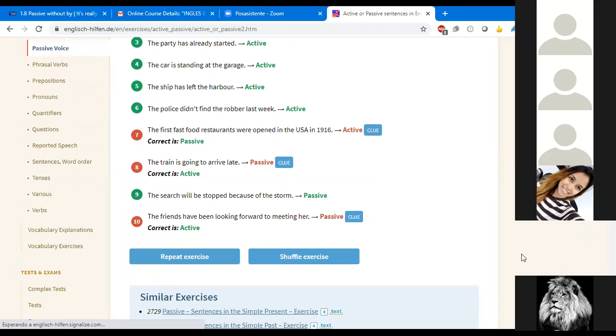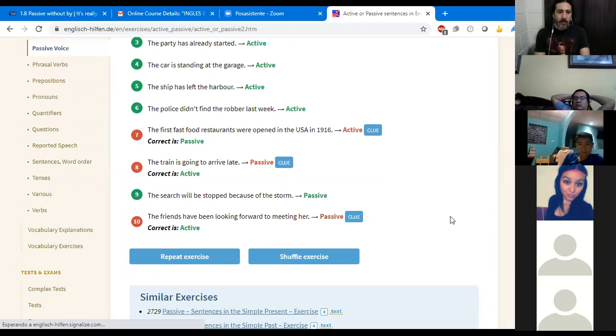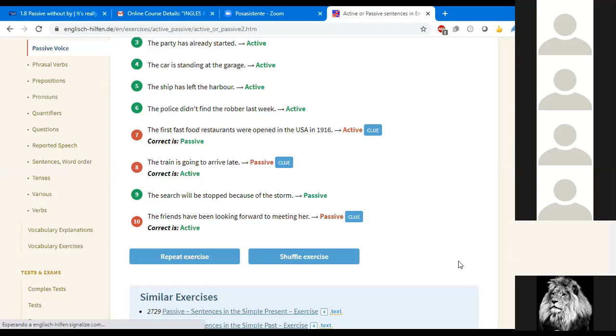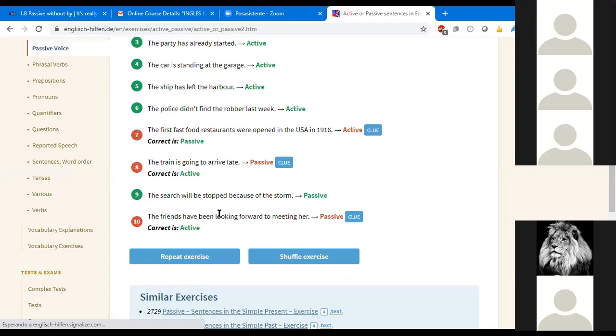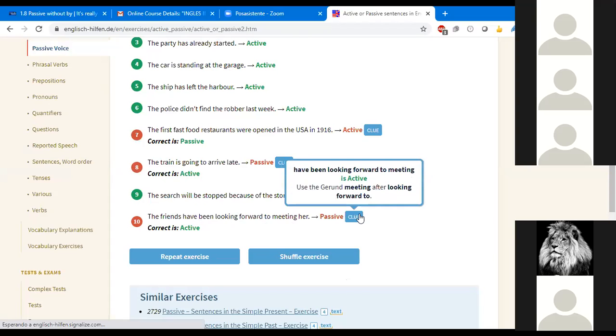Jessica? Yes. I'm not sure, teacher. Okay. Go ahead, no problem, don't worry. What do you think it is? It's not passive because has been is not a passive form. But I don't know. Okay. For example, yes, have been is a present perfect progressive, right? But here we don't have the past participle of the verb. Past participle. Okay, so then it is active.